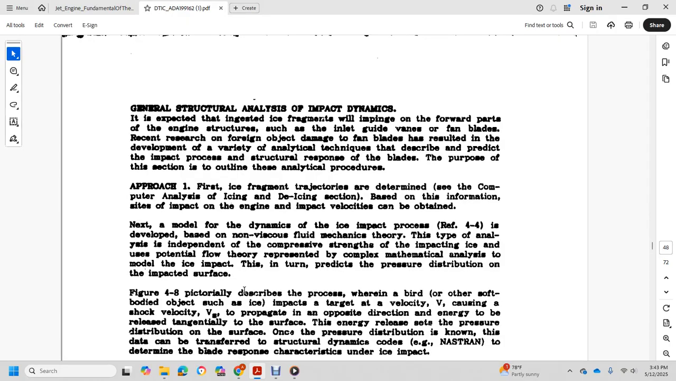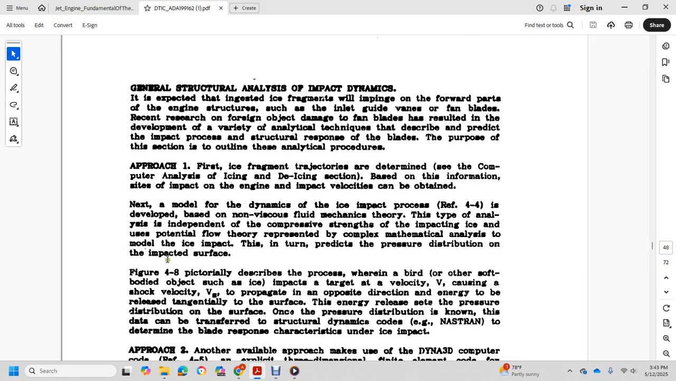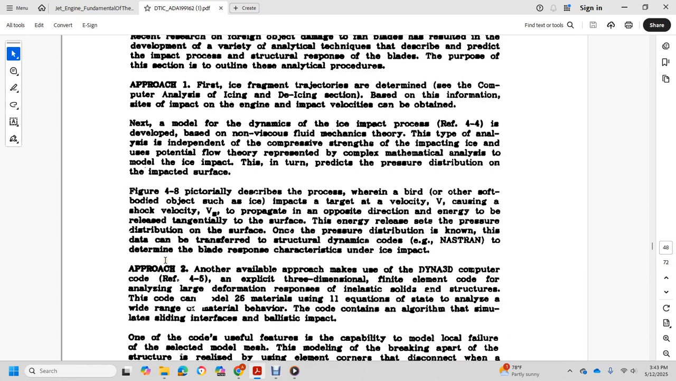Next, a model of the dynamic ice impact process is developed based on non-viscous fluid mechanical theory. For the analysis of the impact icing, potential flow theory is used to represent a complex mathematical analysis model of the ice impact. This in turn predicts the pressure distribution impact curve.